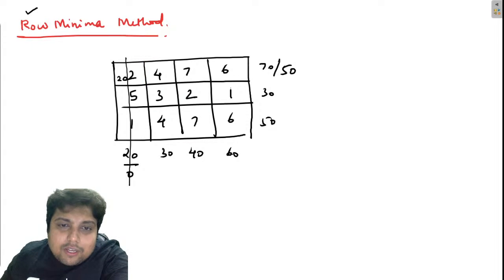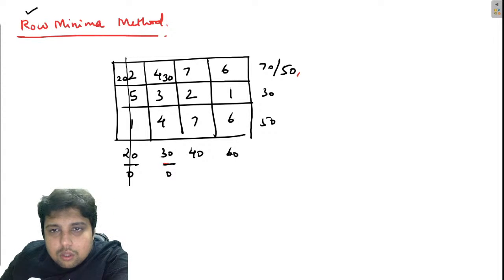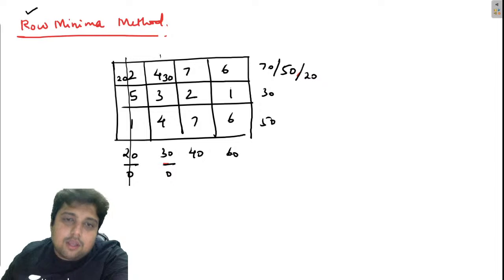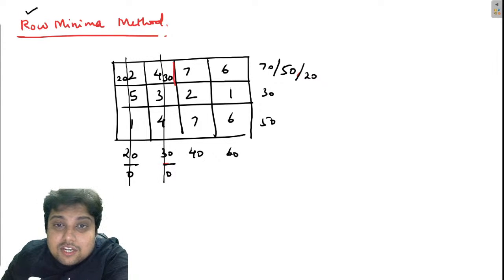So 4 is asking for 30. We can supply 50. So let us give 30 units. 0, 20, cut. Again, first row is remaining. First row is still here.